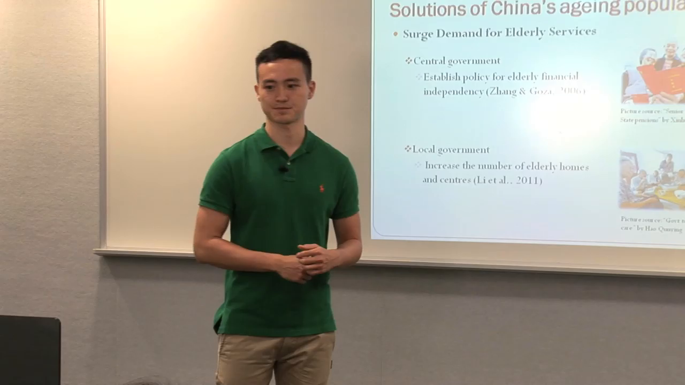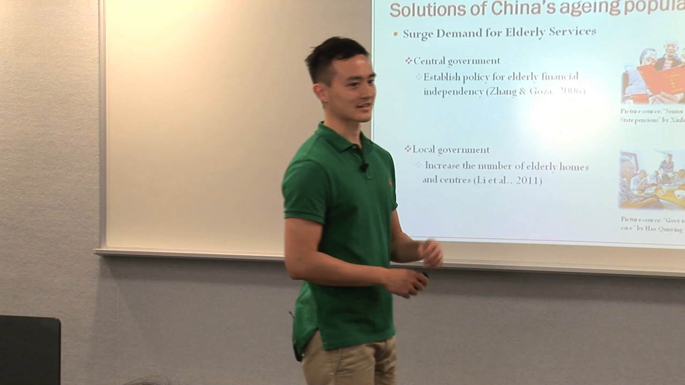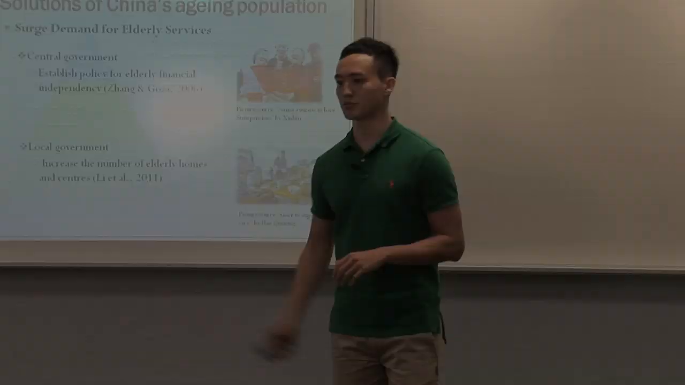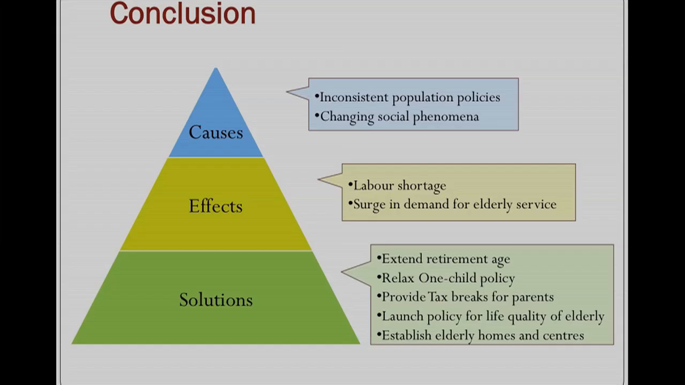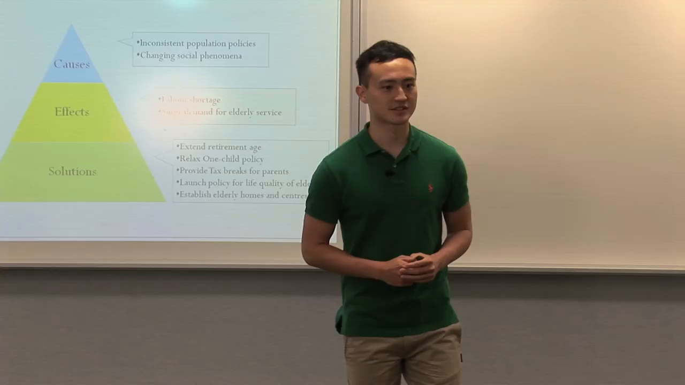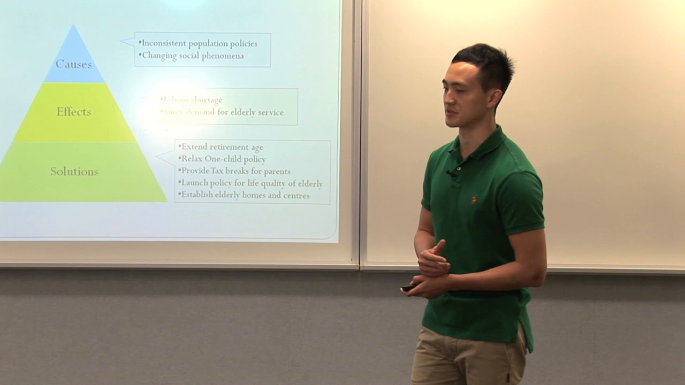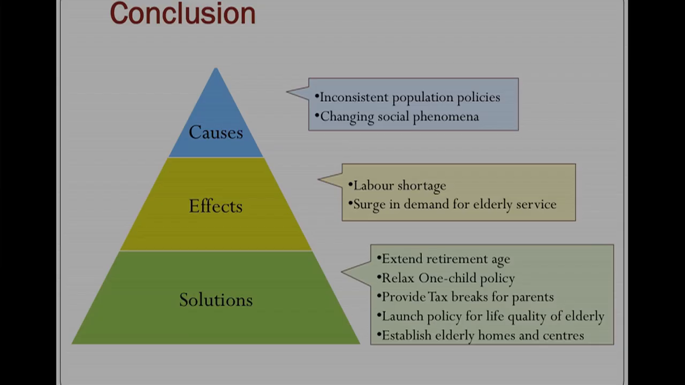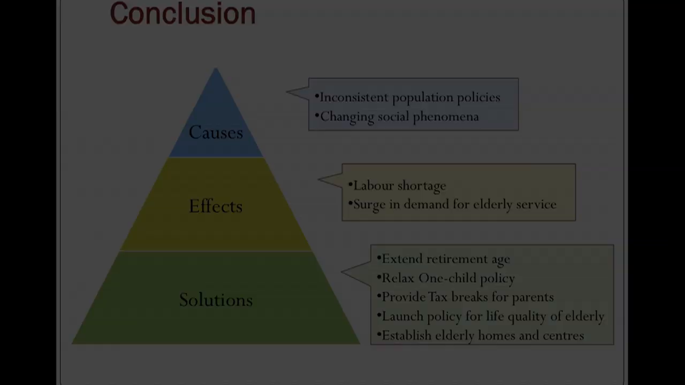Well, I think that covers most of the things we want to say today about China's aging population. Turning to my conclusion, I would like to summarize our main point. In our presentation, I have shown the effects and some solutions for the aging population problem in China. My partner, Wayne, has told you about the major causes, the inconsistent population policies of the Chinese government, and the changing social phenomena.